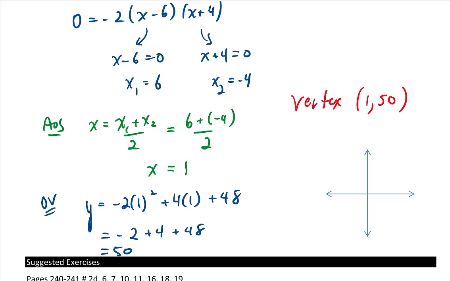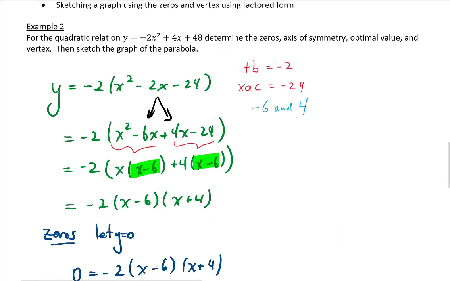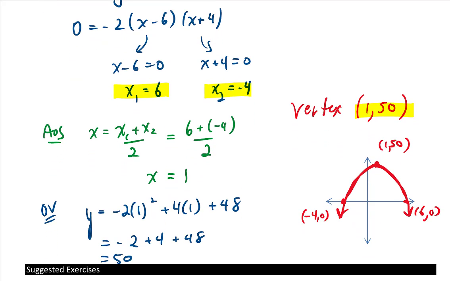So now we have our 3 points, our first zero at 6, our second one at negative 4, and our vertex at 1 and 50. So plotting those 3 points, let's say this is negative 4. So as an x-intercept, that's negative 4 and 0. Let's say this is 6 and 0, and this would be 1 and 50. So we're just doing a sketch. There we go. We see that the parabola opens downwards. So let's go back to our equation. Our a value is negative, which means the parabola should be opening downwards. So this looks correct.